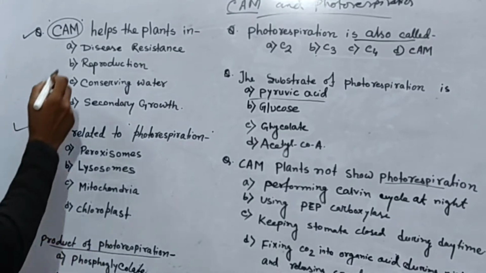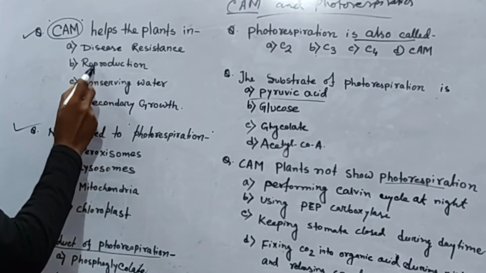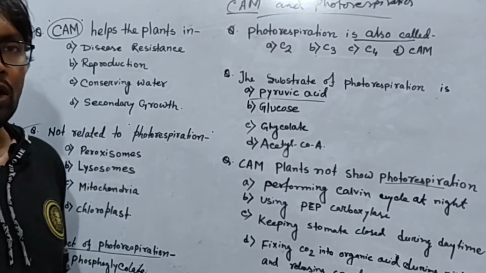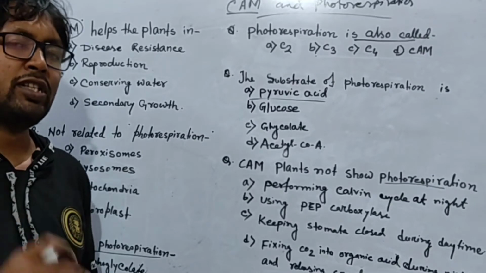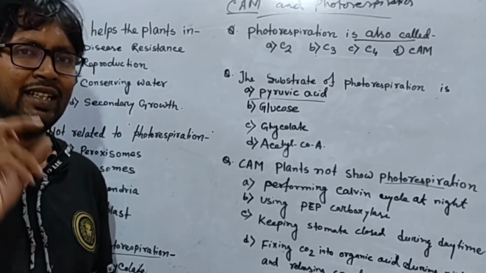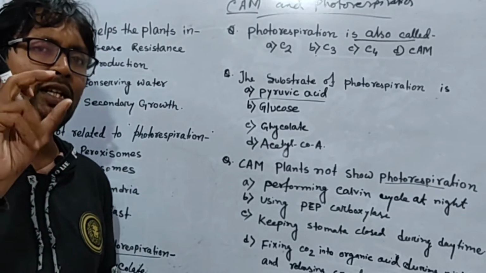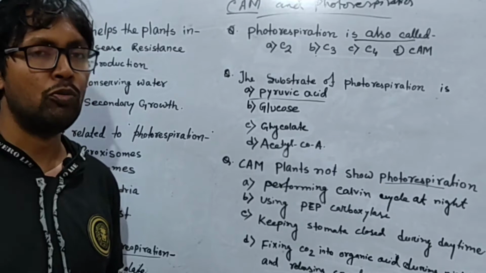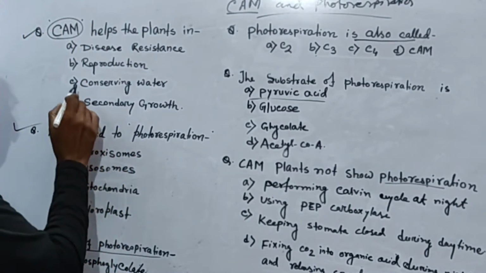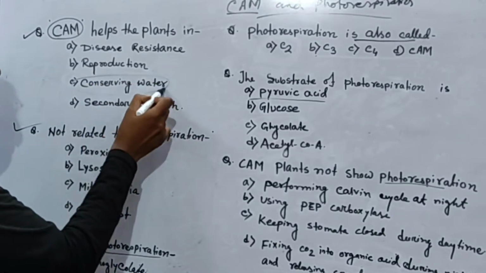First question: CAM plants help in disease resistance, reproduction, conserving water molecule, or secondary growth. Now CAM plants are crassulacean acid metabolism plants, and they are fleshy-leaf plants. Fleshy-leaf plants absorb a large amount of water. So water retention is an important character of this type of plants, that is, conserving water molecule.